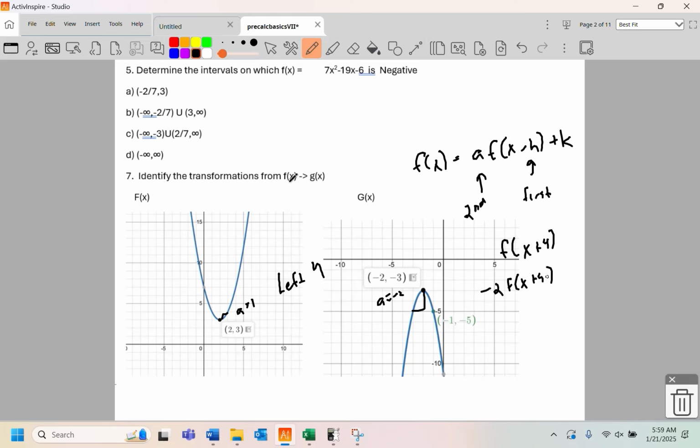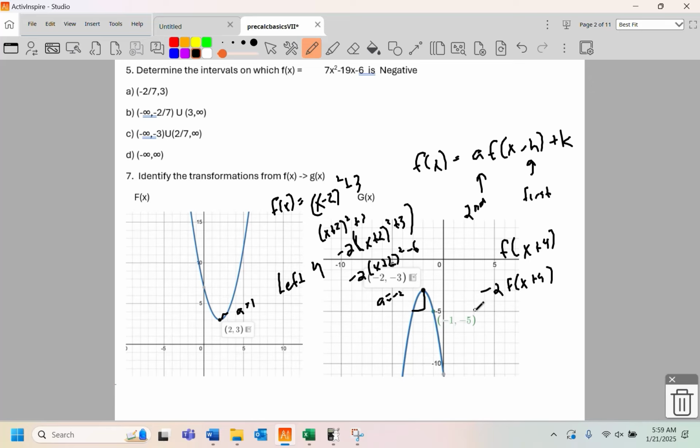Because let's write the function. What is f of x? f of x is (x minus 2) quantity squared plus 3. Now, I'm supposed to add 4 to the interior. That becomes (x plus 2) squared plus 3. And if I wrap that in a -2, and you've got to wrap the whole thing just like I did here, I wrap the function f, I get -2(x plus 2) squared minus 6.